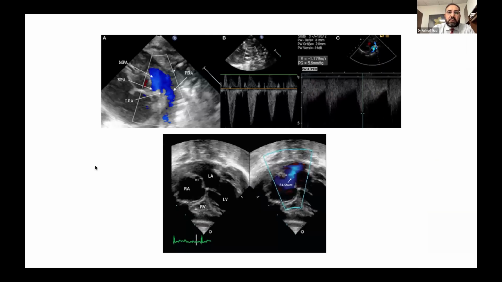This is how the CW flow looks through the ductus, which is in here. It's predominantly right to left, as you can see from the Doppler, and also the PFO shunting is right to left, as depicted in the lower picture.